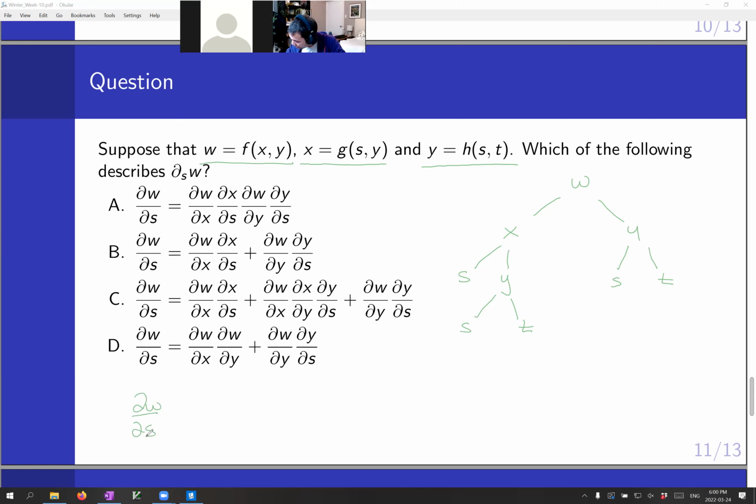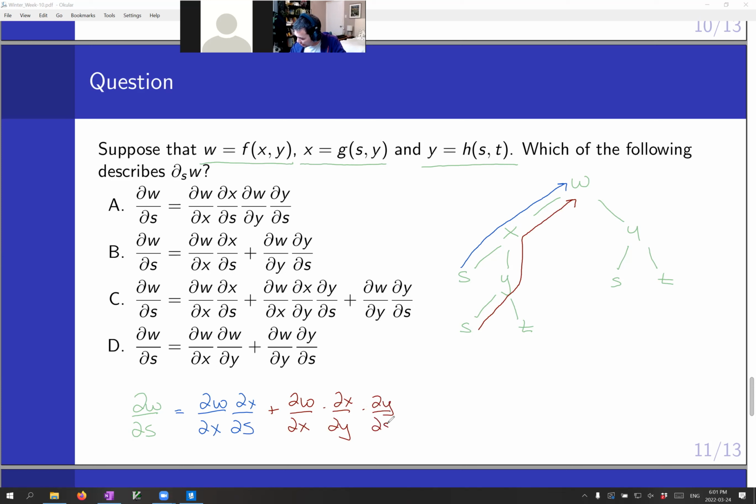Here is another path right here from S to W, right? So I'm going to get plus W, X by Y by S. And then there's only one other path. This one? The other path is this one. So that would give me W by Y by S. Okay, and the culmination of those three things is exactly that result right there.